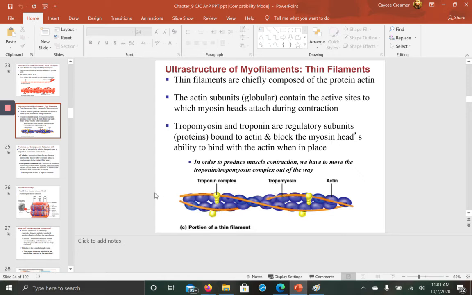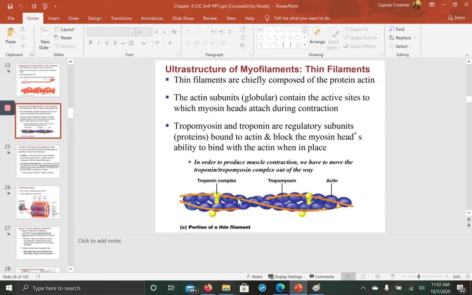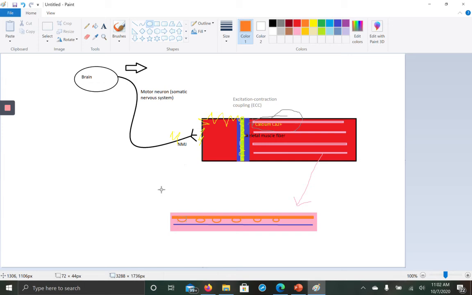But calcium actually binds to troponin, and when calcium binds to troponin, it twists. And when troponin twists, it moves tropomyosin out of the way. And if tropomyosin is not in the way, then myosin, this molecule, can bind to this active site. So calcium is really important because it moves the troponin-tropomyosin cascade out of the way.